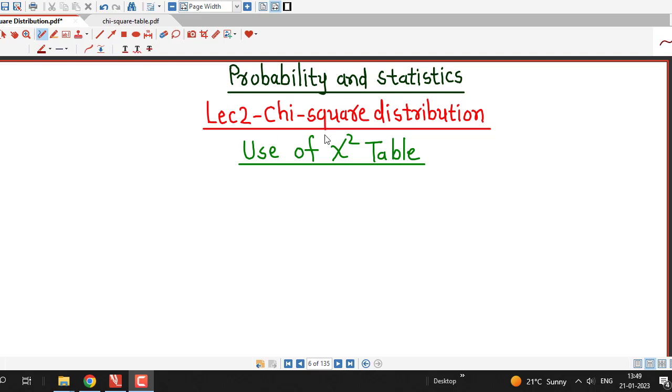We have seen what is chi-square distribution and how its probability density function is defined in lecture number 1 on chi-square distribution. If you have not seen lecture number 1, then I suggest you watch that lecture first and then go for this lecture. In this lecture, we will discuss how to use the chi-square table.